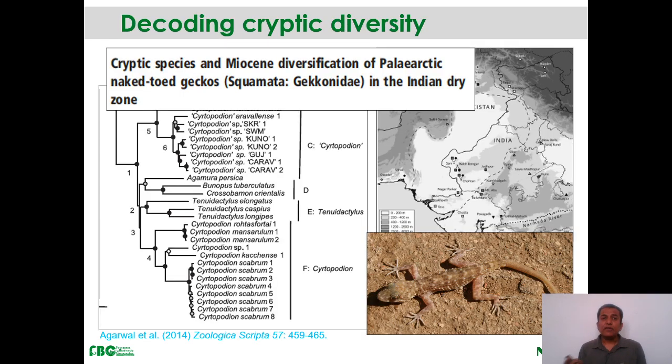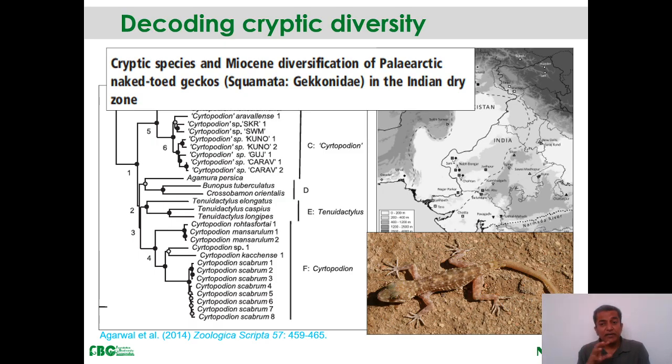Okay, so let's see, what do I mean by decoding the cryptic diversity? I'm just trying to give you some examples that have been published. This is a work by Dr. Ishan Agarwal, and he looked at one group of lizards, a genus called Ceratopodium. It came into India from the Middle East, and it's distributed in this particular place. What Ishan did was visit all these places and sample across, and when he looked at this, he realized that it's not two or three species, there are multiple species here.